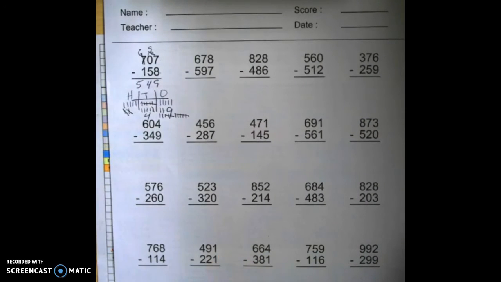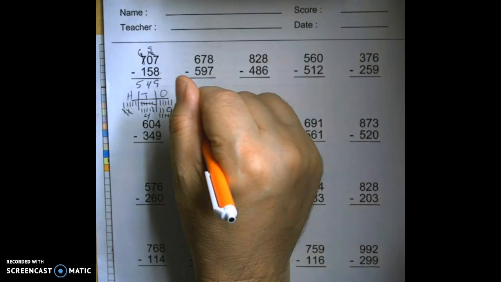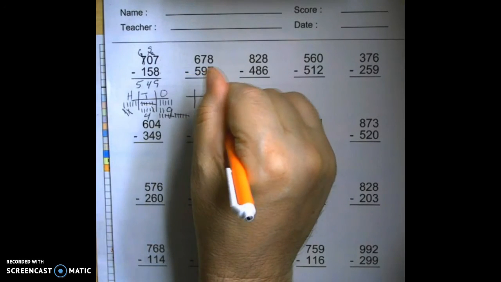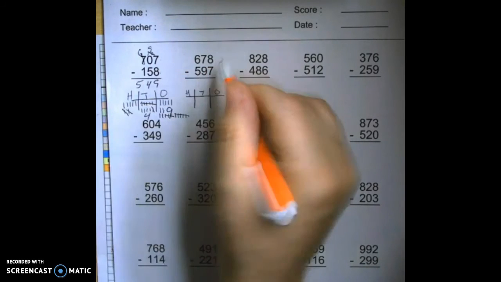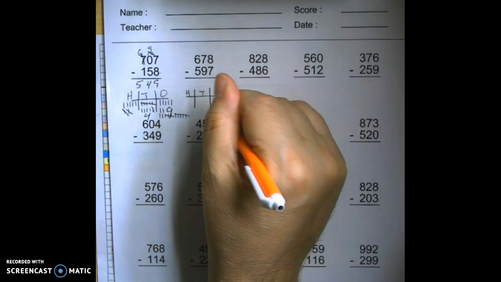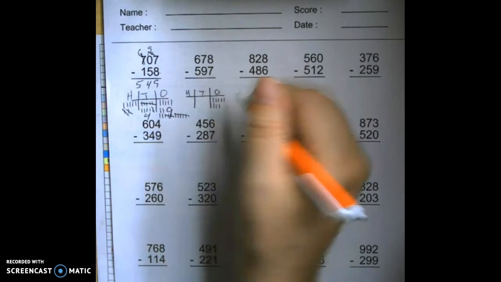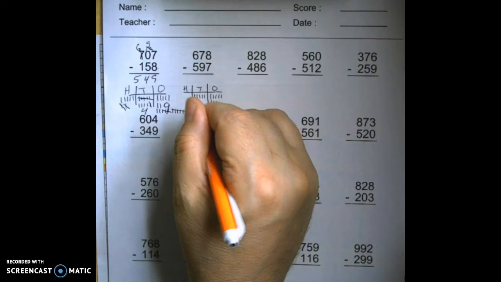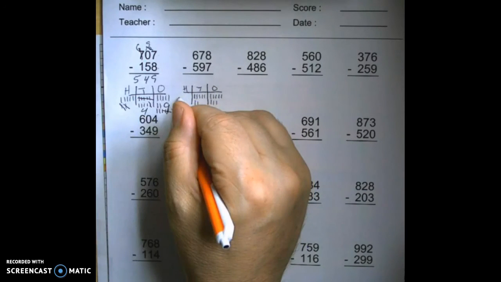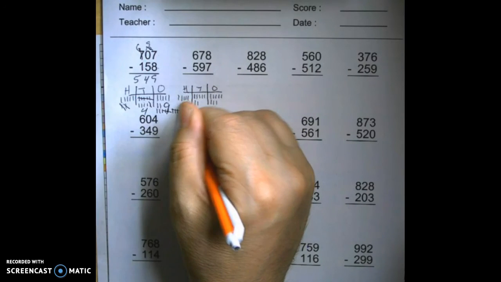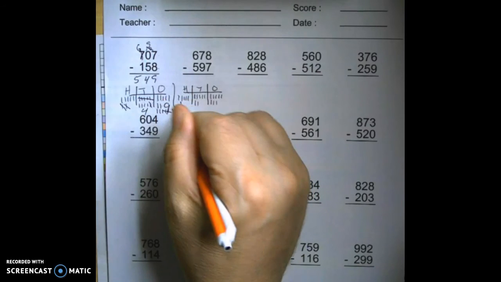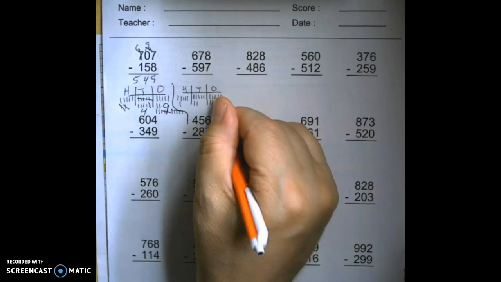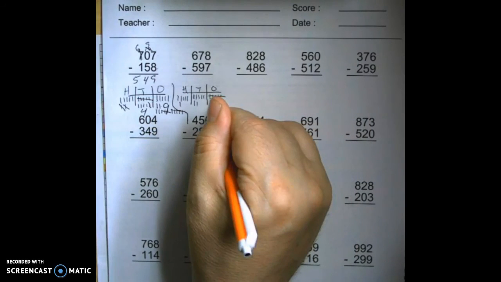We'll do one more. We set it up like this. And we see we have 8 ones. We have 7 tens. And we have 6 hundreds. They ask for us to take 7 away. So here's 5 gone and 2 more.